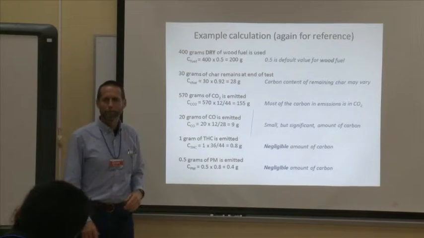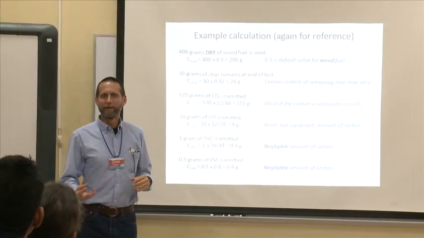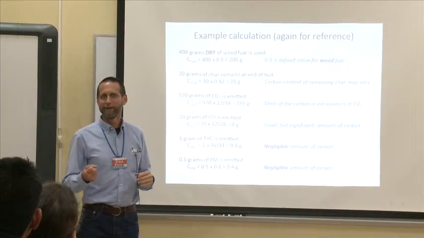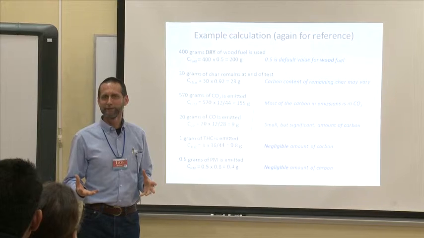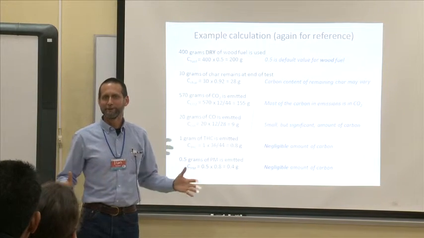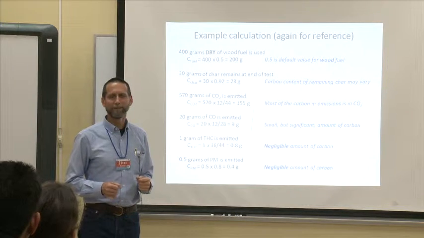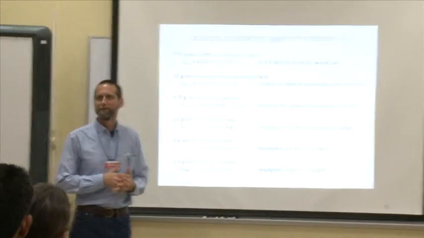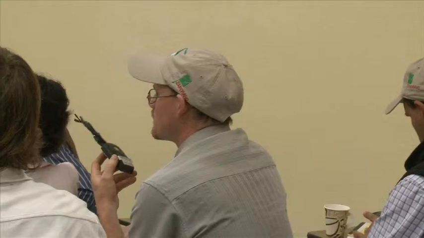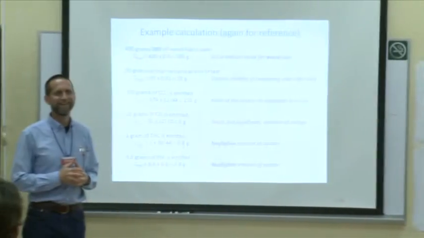But we experimented with stoves that had no remaining char, like a gas stove, and our carbon balance was still off. So that's a good idea, but that's not what it was either. Leaks in your sampling tubes? Leaks in the sampling tubes. That is, you're getting warmer now.